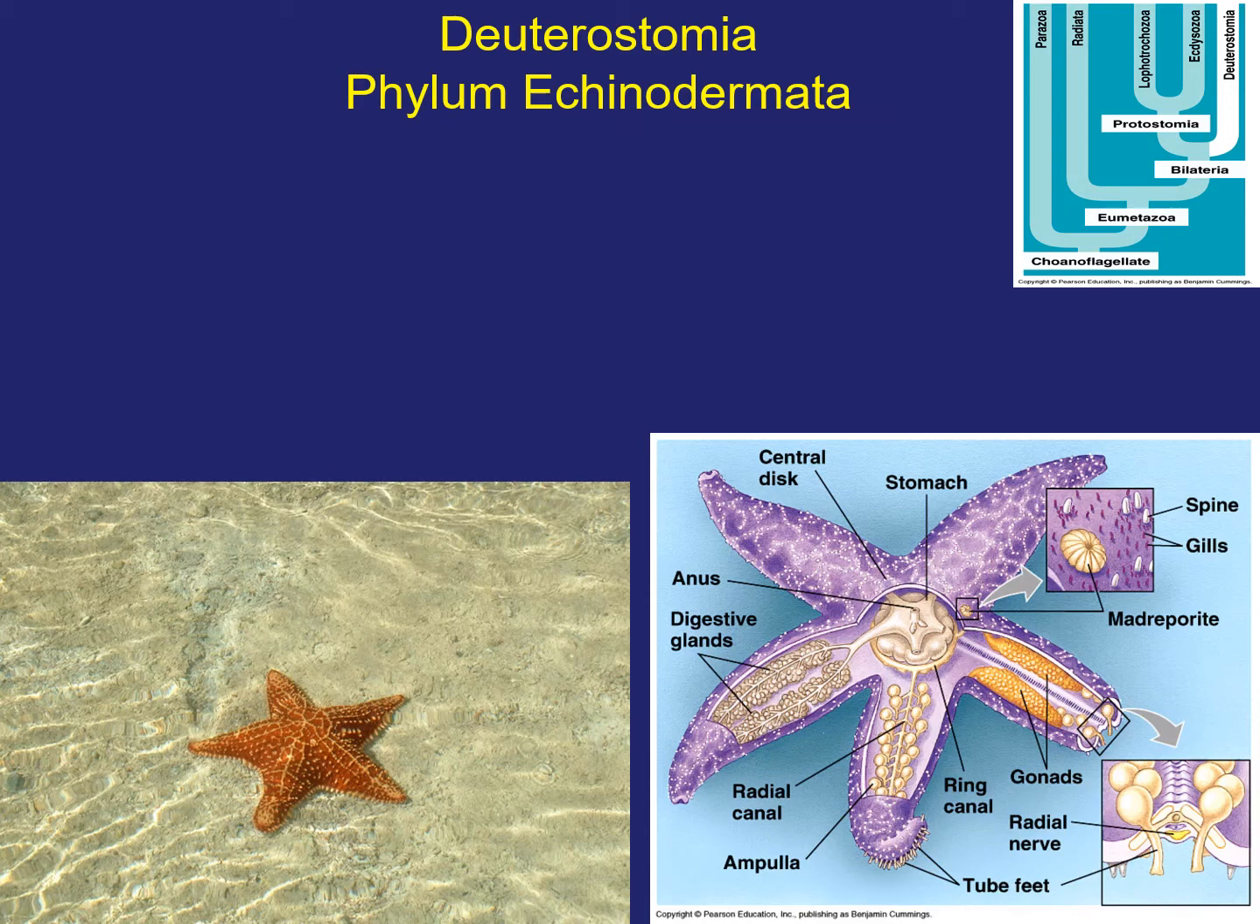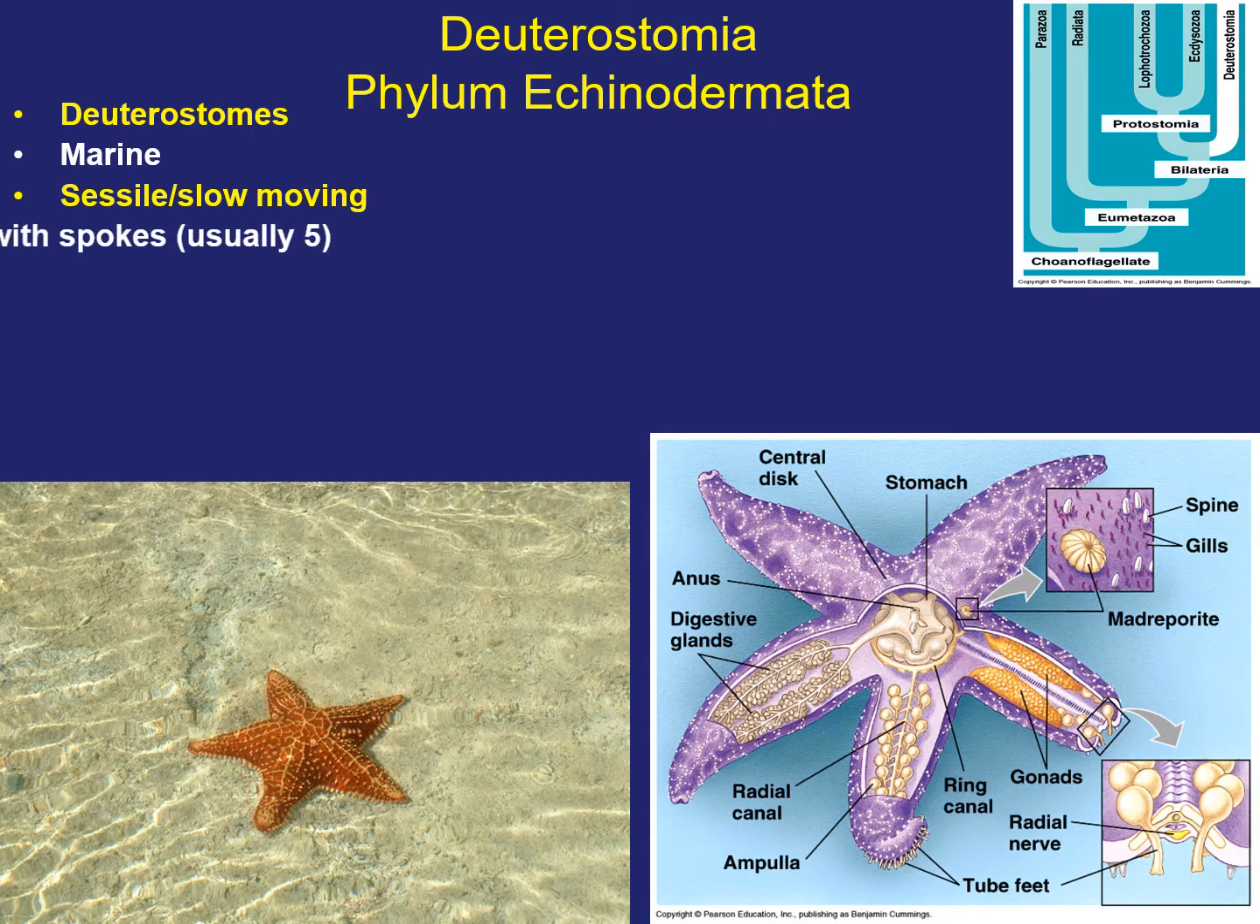And you might think, well, they don't really look anything like us, but they do share all of those traits that are found within the deuterostome that unite the deuterostomia. So they are deuterostomes. They are almost exclusively marine. They're sessile, which means they don't move, or if they do move, they move quite slowly. They have a center region with spokes surrounding that, and it's usually some multiple of 5.